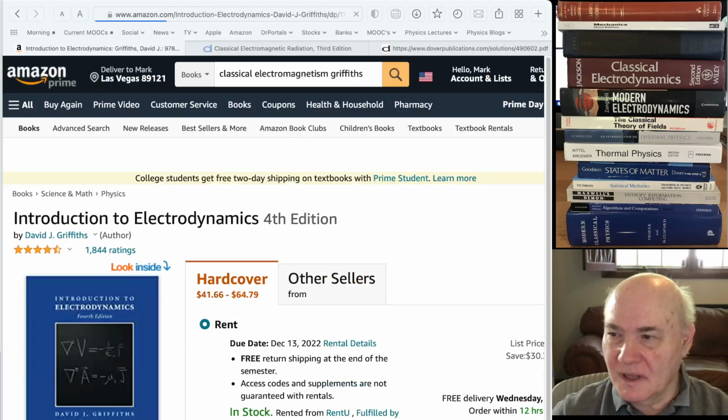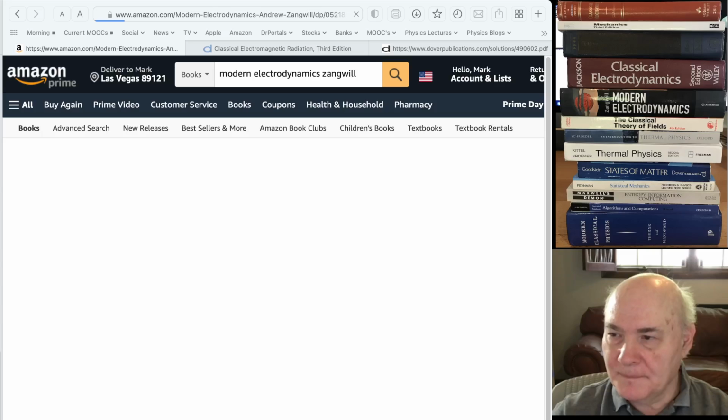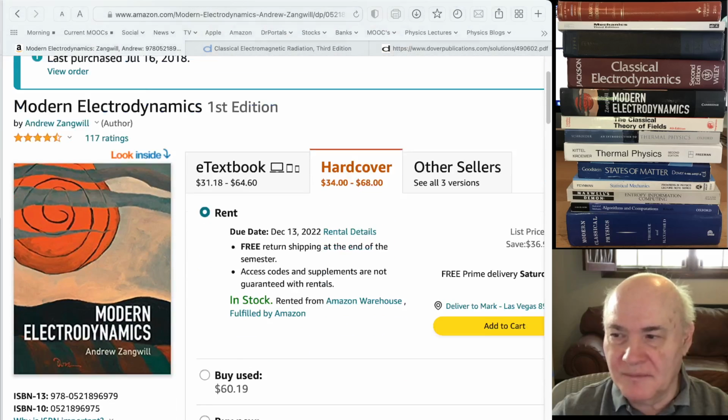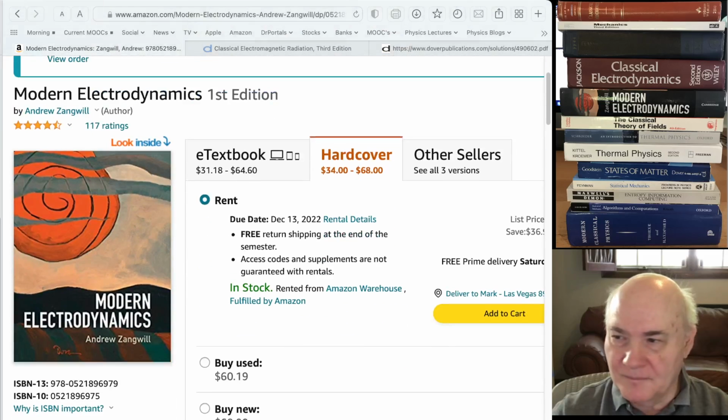Another book, okay, Griffiths I already mentioned. This is a competitor to Jackson that came out a few years ago, Modern Electrodynamics. I've read about a third of it. I really like it. It's modern not in the sense of mathematics. It doesn't have all that fancy mathematics with forms and everything like that. It's traditional mathematics, but it's modern in the sense that it's really updated with experiments and new phenomena and everything. So if you want to see things like negative index of refraction, it's in this book.